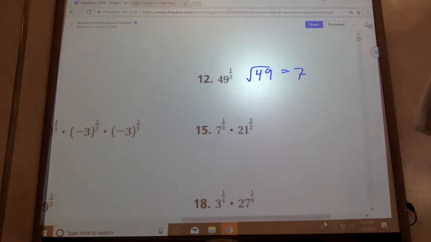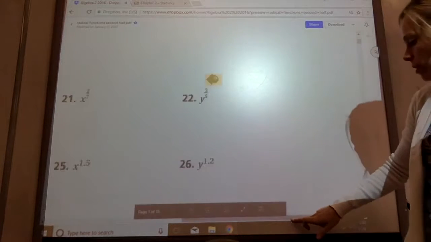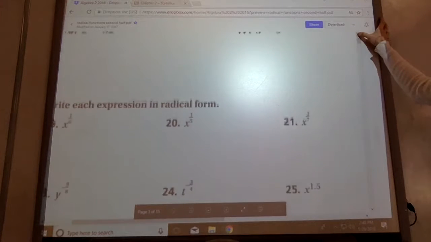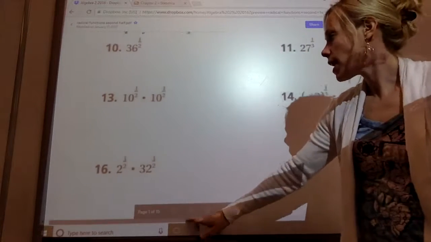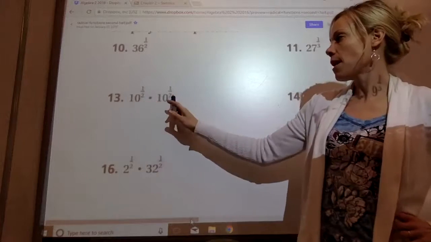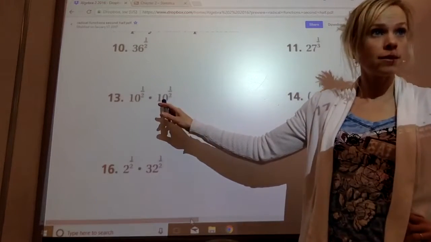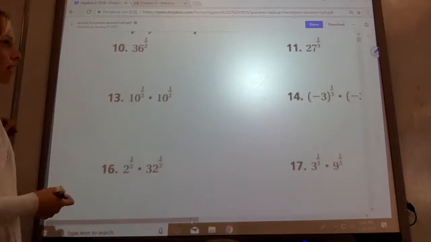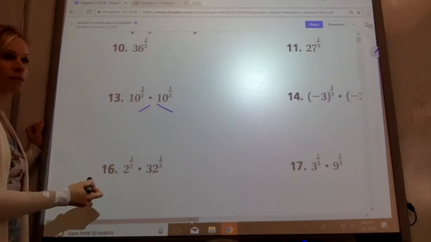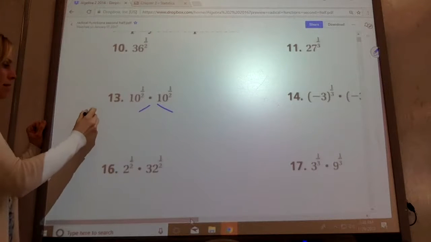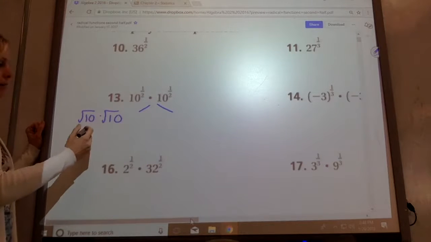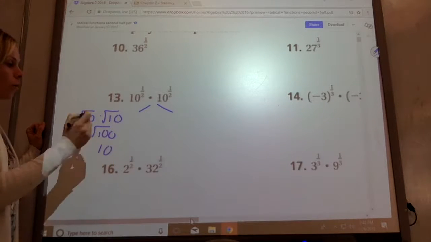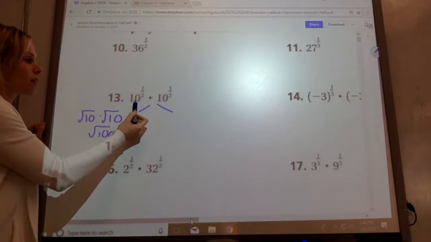Good. Okay. So then when you get more than one term, there's two things you want to look for. Do I have same bases or do I have same exponents? Because if I have the same exponents, that means I have the same index, right? This one is actually both. There's two ways I can solve this. I have the same exponent, so I can make them both into square root 10, right? So I can say square root of 10 times square root of 10, which is square root of 100, which is 10.